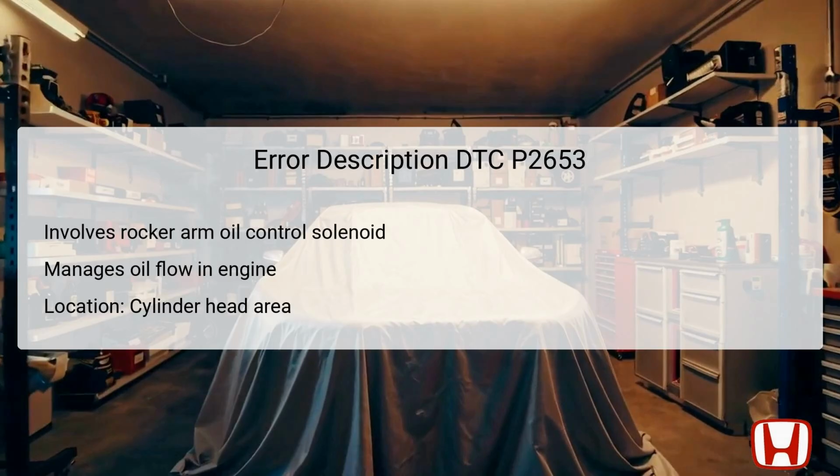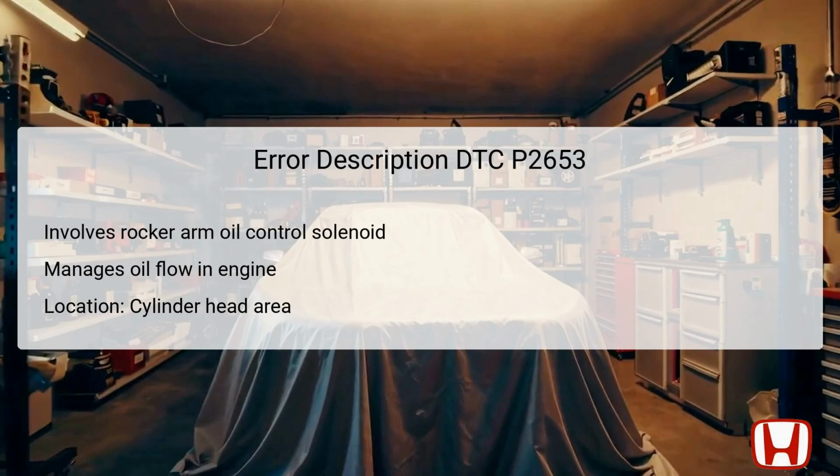a low voltage condition. The rocker arm oil control solenoid plays a critical role in the vehicle's variable valve timing (VVT) system, which adjusts the timing of the intake and exhaust valves for optimal engine performance. It is located in the cylinder head area of the engine, and it helps regulate oil flow, thereby influencing engine characteristics like power and efficiency. A malfunction here can cause the engine to run inefficiently, leading to several performance issues.